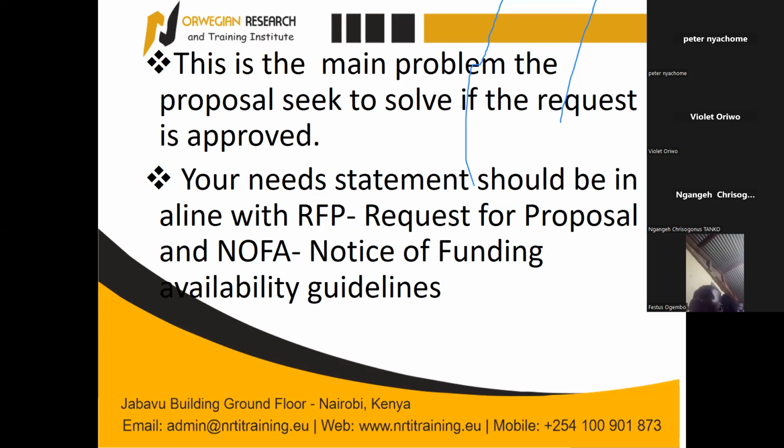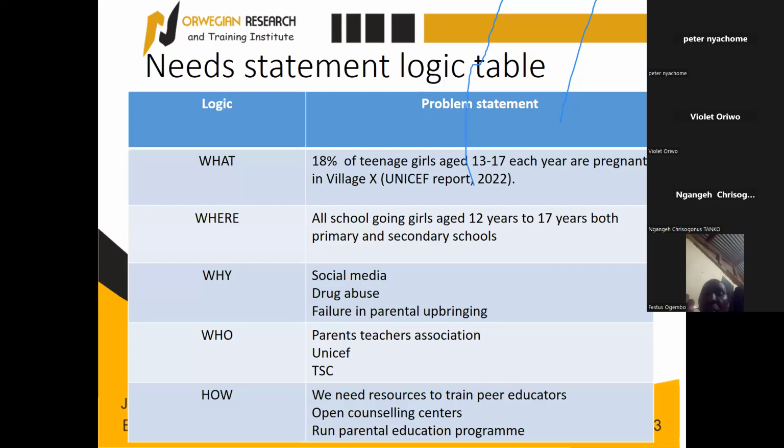Okay, so now, once this is done, when you are writing these problem statements, they must properly align with the request for proposal or the notice of funds availability guidelines. So now, how should it be written? It is based on the 5 W's. There are 4 or 5. Yes, there are 5 W's. These 5 W's are the guiding principles of writing a perfect need statement.